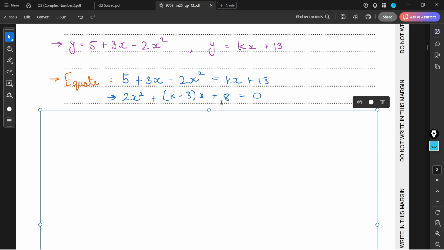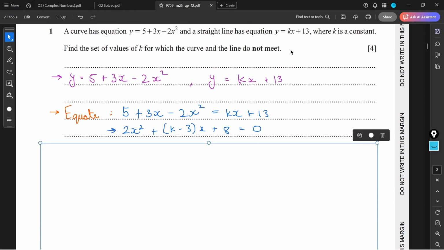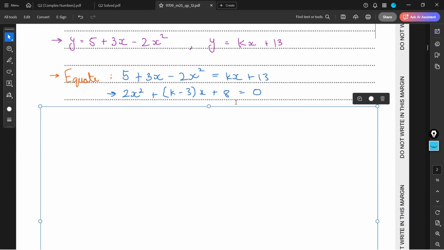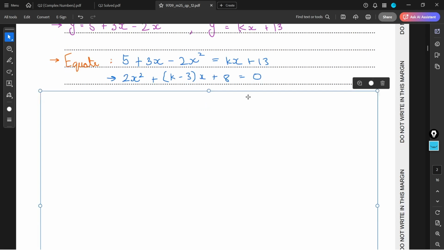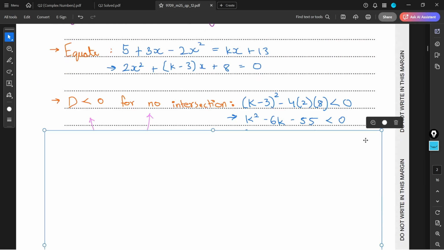Now I know that the curve and the line are never going to intersect according to the condition in the question, so the discriminant of this quadratic equation should be less than 0. That's what I've implemented in the next step. After doing b squared minus 4ac less than 0 and opening the brackets, I got k squared minus 6k minus 55 less than 0.